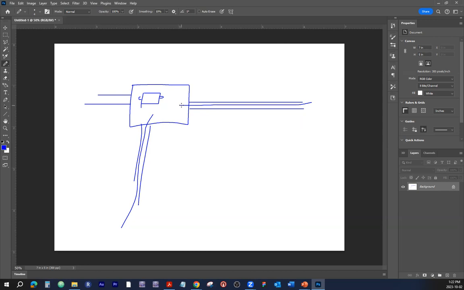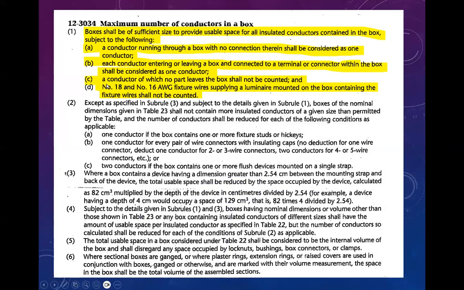And one end is going to be connected to this terminal, and that end is going to be connected to this terminal. Now we are counting that as two. Right? Let's just review this thing again.